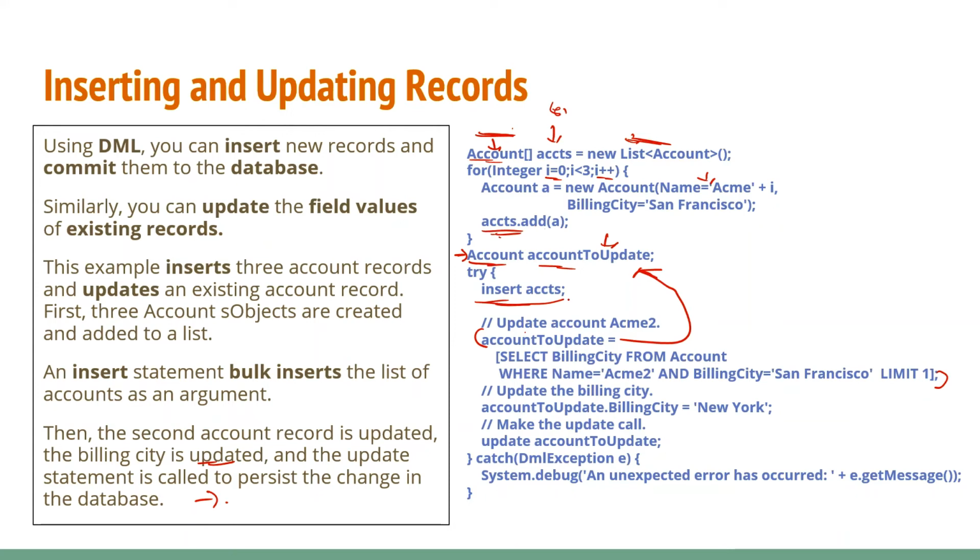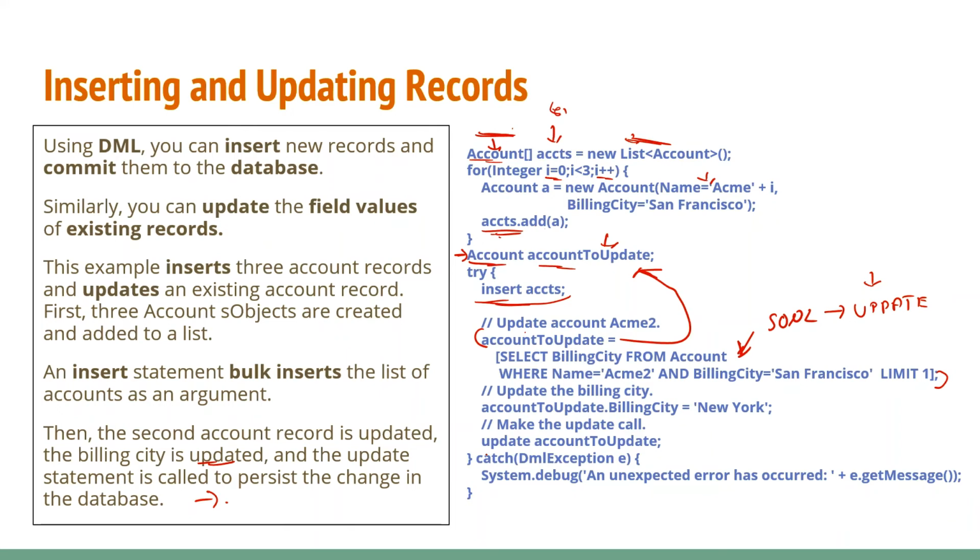So this insert statement will insert that Acme 2. We will get that Acme 2 from here with this SOQL. Then account to update dot billing city, we can set it to New York. If you have not used billing city in SOQL, you will not be able to update that. So whatever field you want to update, you have to use in SOQL. Then only you will be able to do any manipulation to that particular field.